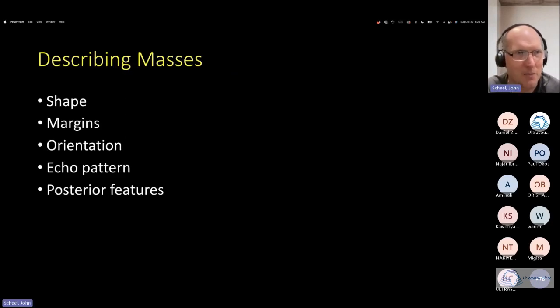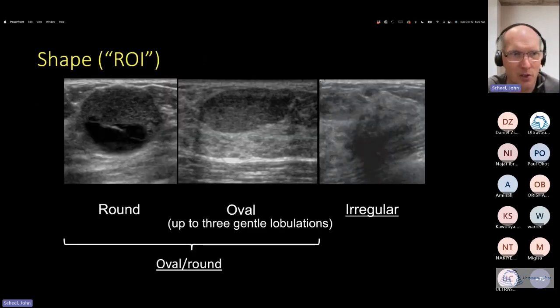Okay, so we describe masses by shape, margins, orientation, echo pattern, and posterior acoustic features. For shape, we use the abbreviation ROI, which is round, oval, and irregular. In the BI-RADS lexicon, we have round, shown here in the left-hand figure. It looks like a circle. Oval is like an elliptical egg-shaped mass. You can have up to 3 gentle lobulations, and irregular is something that's not round or oval.